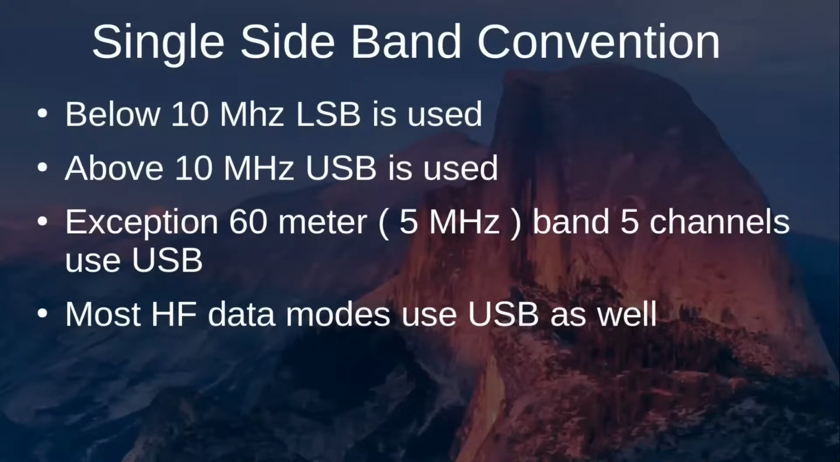So, for example, on 60 meters or the 5 megahertz frequency range, the 60 meter band is channelized, which is one of the only channelized frequencies for amateur radio. And on those 5 channels, you're supposed to use the upper sideband. And on most HF bands, the data modes also use upper sideband regardless of frequency.